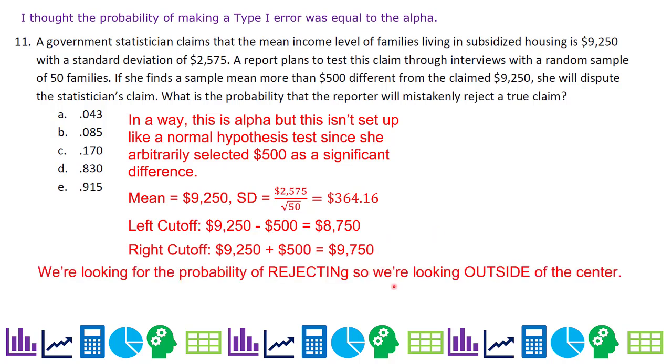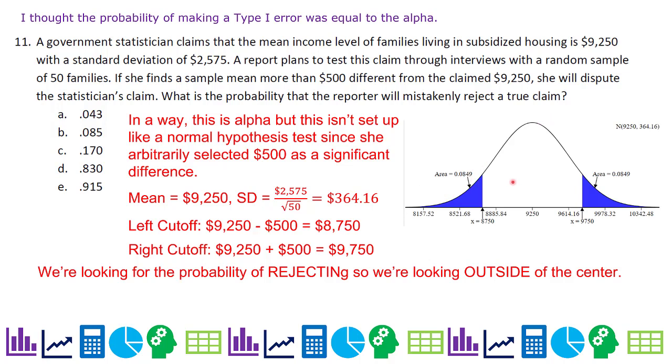Now, we're looking for the probability of rejecting, so we're looking outside of the area. This is just showing it. Here's my 9250 and my 364.16. And then if she has an answer out here, she's going to reject the claim that the value they make is 9,250. So this is the probability of rejection.